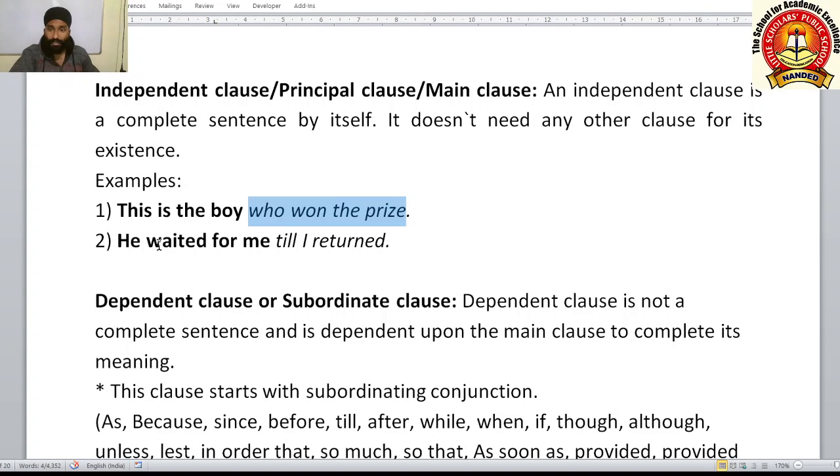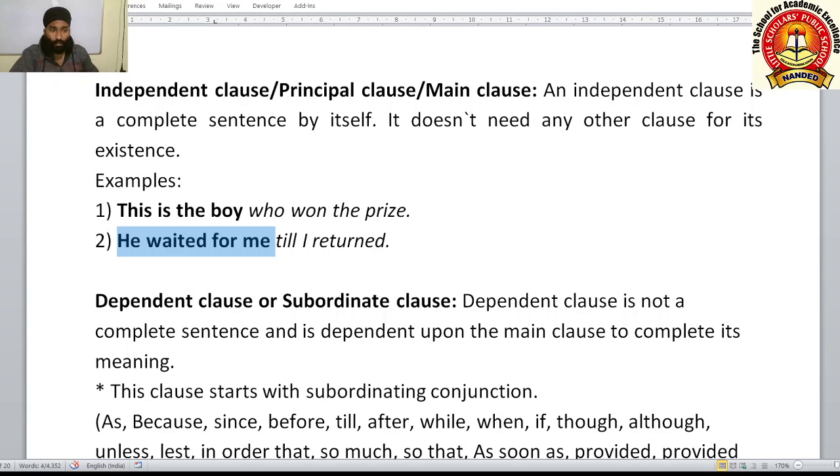In the same way, he waited for me till I returned. He waited for me. This clause can stand alone. So it is a meaningful clause and it is a sentence. And till I returned is additional. This is why it is giving more information here. So till I returned is a dependent clause.